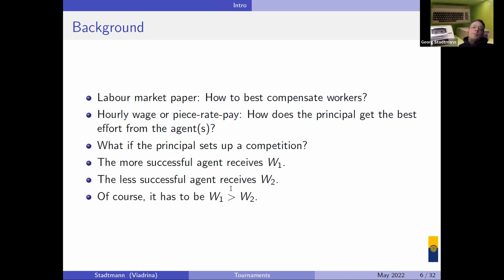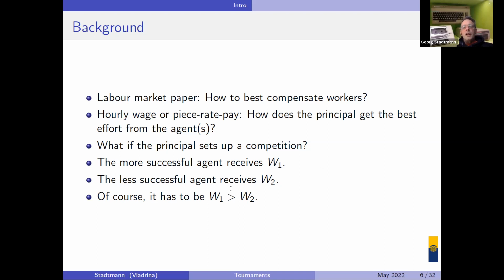The background of this paper is that it is a labor market paper, and the overall question asked and answered in this paper is how to best compensate workers. Should workers receive an hourly wage, or should workers receive a piece rate pay? Piece rate pay implies, like Akkordlohn in German, workers are only compensated for the amount of output.